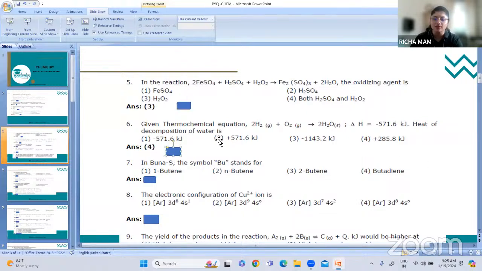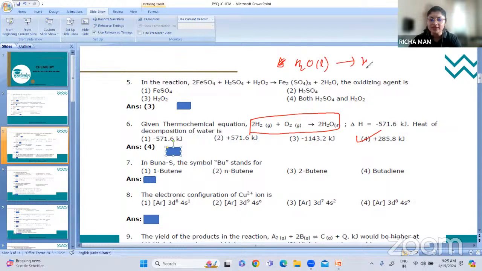So the answer is 4, that is plus 285.8 kilojoules. What is given here? This is a reaction, so what is the heat of decomposition of water? 2H2 gas plus O2 gives 2H2O, and delta H is given. Liquid water will decompose as H2 plus half O2, and they have asked what the delta H is.